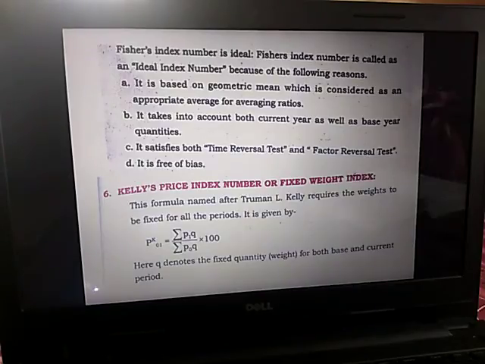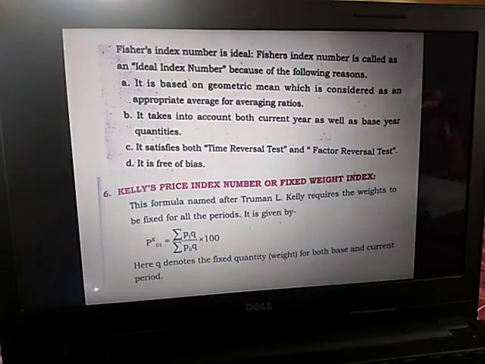Fisher's index number is called an ideal index number because of the following reasons. It is based on the geometric mean, which is considered an appropriate average for averaging ratios. It takes into account both current year and base year quantities. It satisfies both the time reversal test and the factor reversal test. It is free of bias.